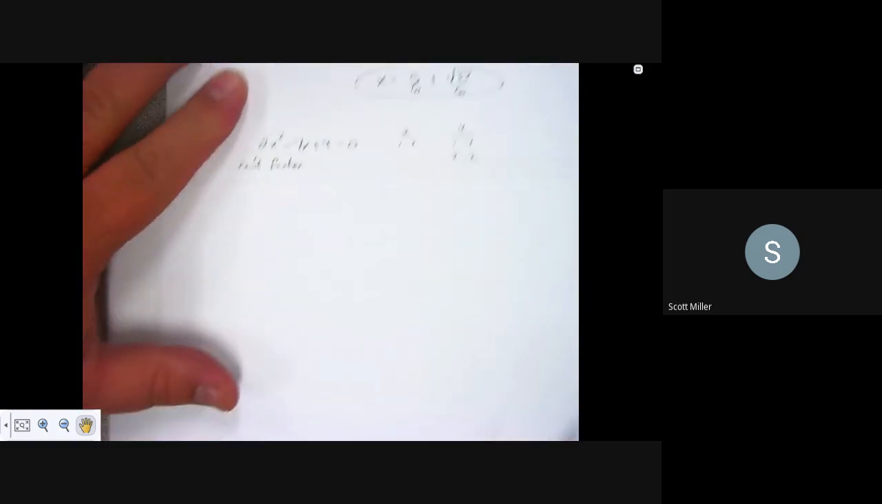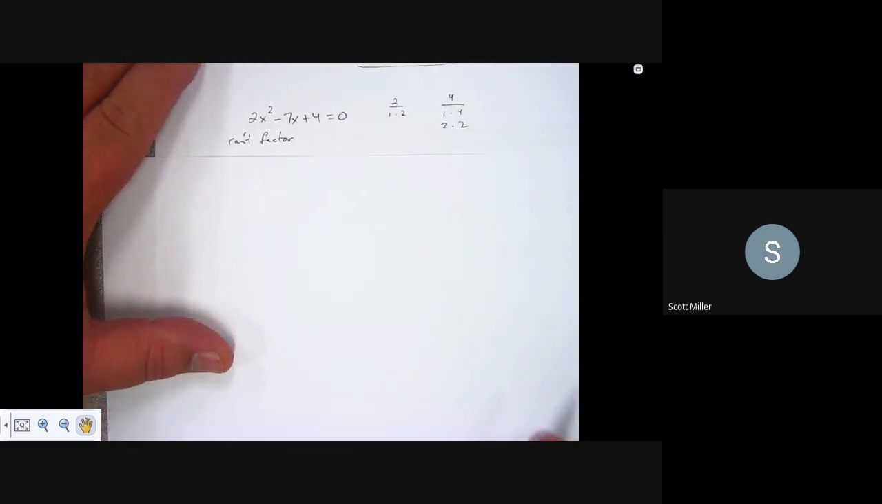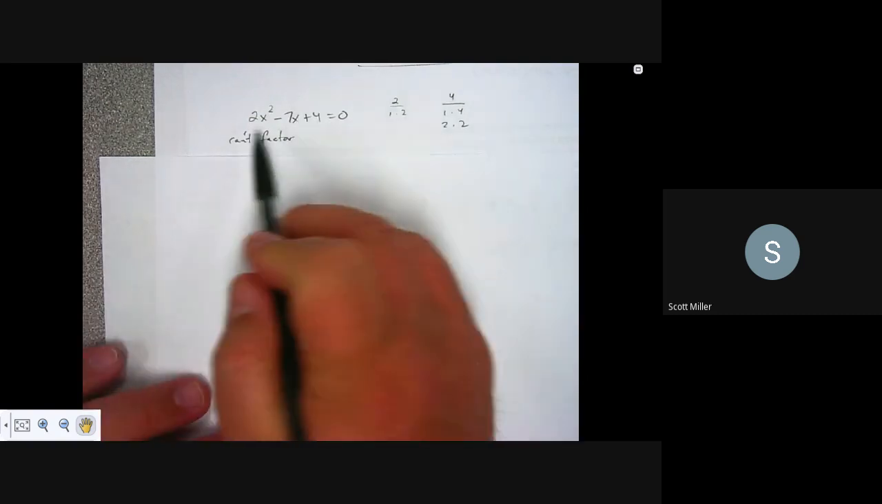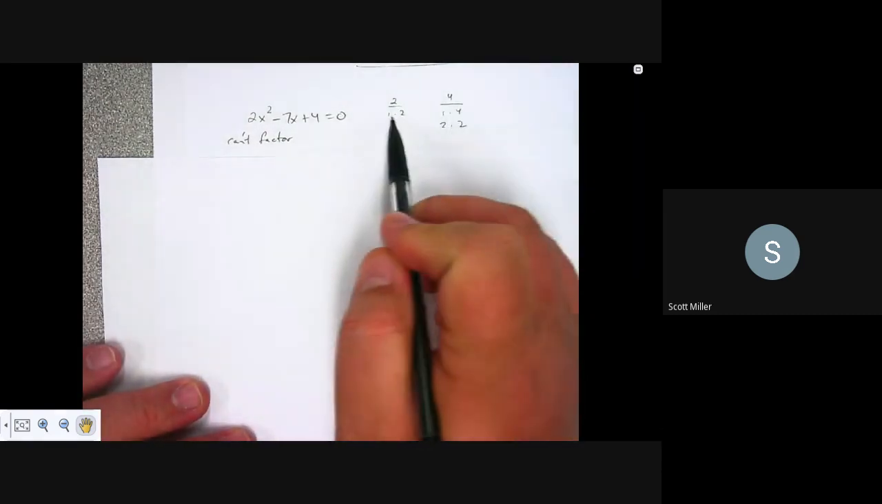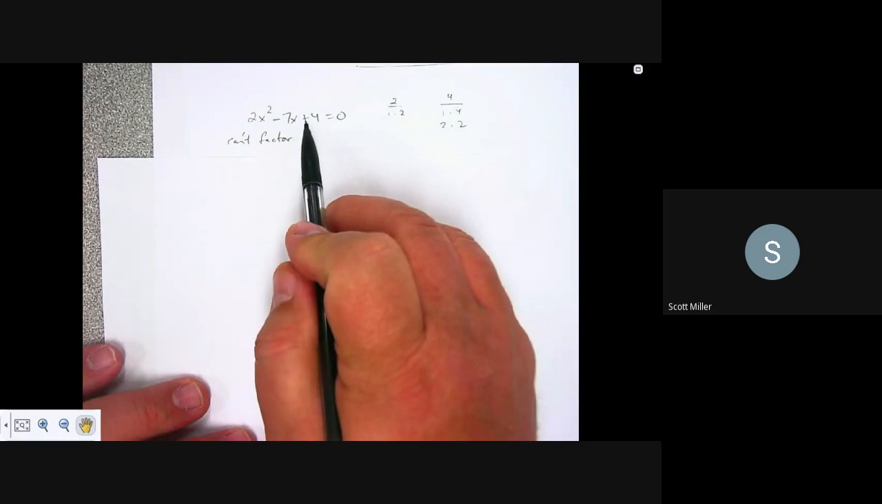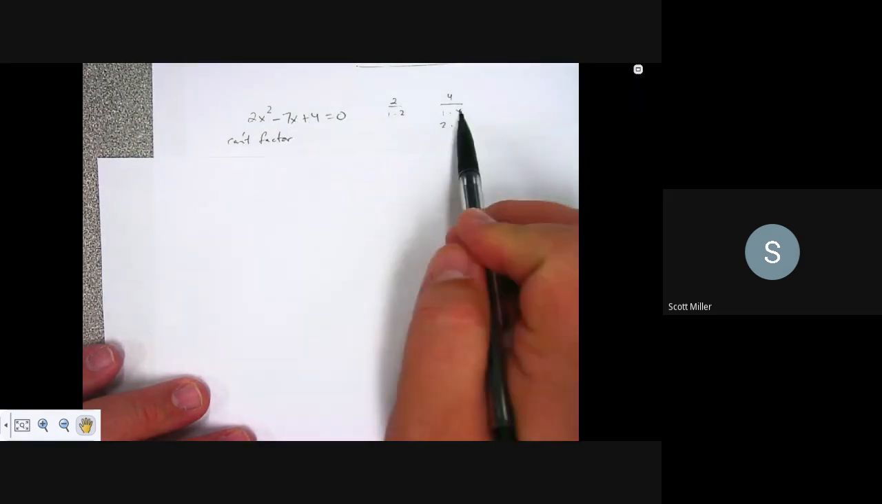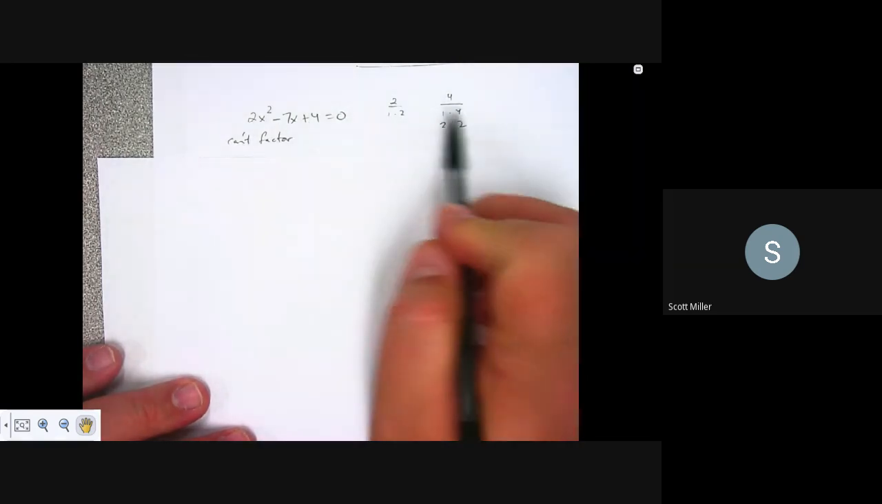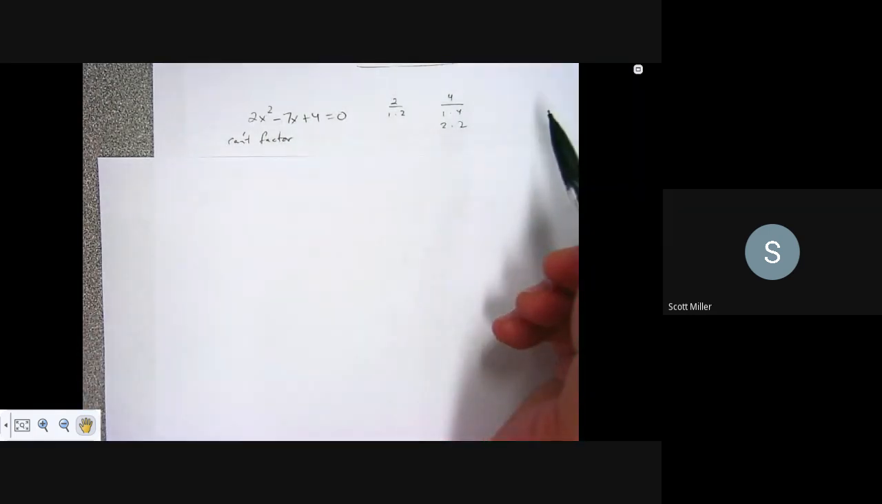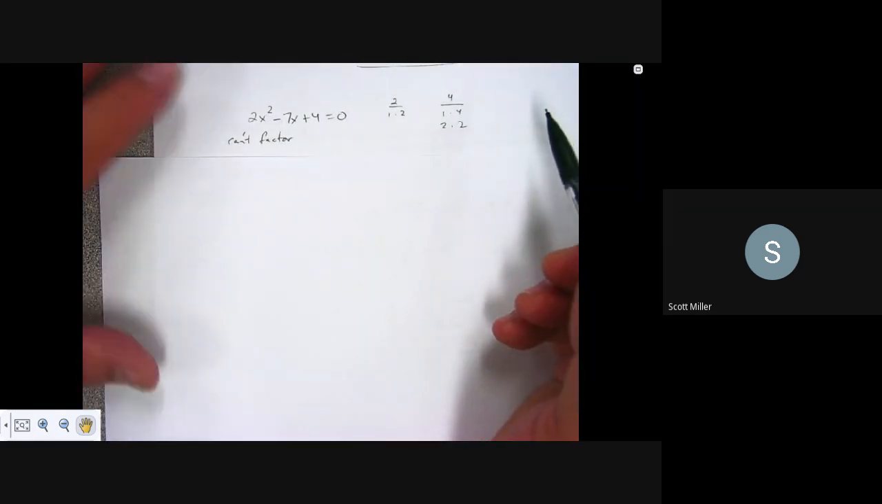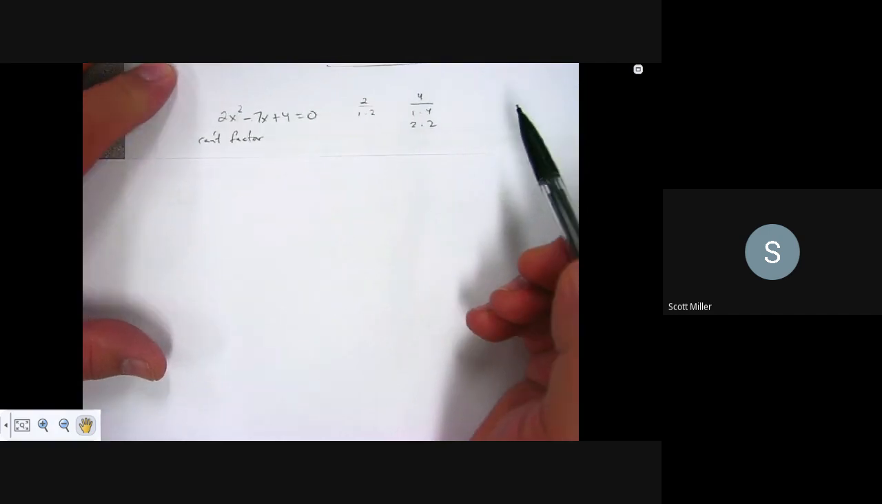So the first thing I did in this example is I checked to make sure that I could factor it. I found the factors of 2, the factors of 4, and there is no combination that will allow me to add to get a 7. I can subtract and get 7 with these two, but I have to add to get a 7, so I can't factor this. I know I can't factor it. So the only option I have left is completing the square.